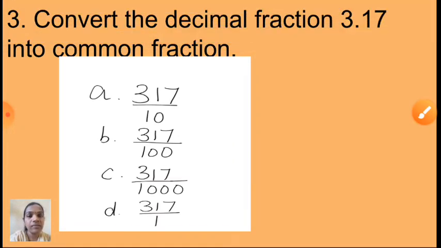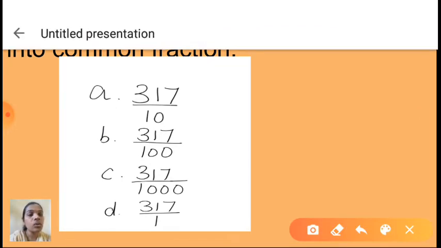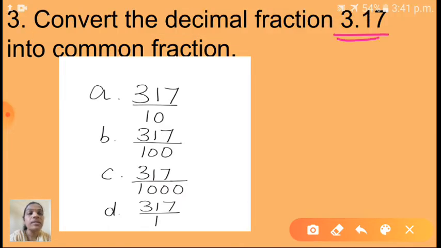Next one, see here, third one, convert the decimal fraction 3.17 into a common fraction. See here, now you got a decimal fraction. This decimal fraction we have to convert into a common fraction. Common fraction means what? Yes, the one having numerator and denominator. That is called what? Common fraction. Okay. So 3.17, this is a decimal fraction. How will you convert? Can you recall? See here children, this number you have to write without a decimal point. That means the first step is what? Ignore the decimal point.